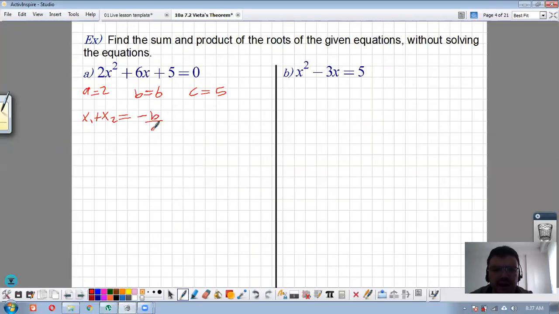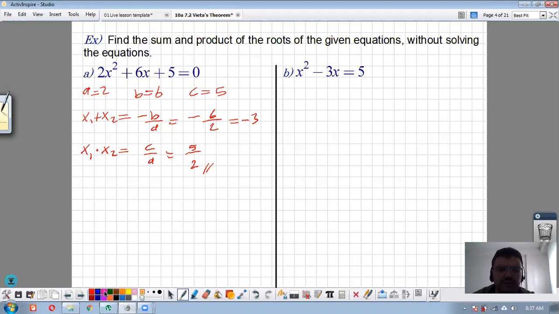Minus b over a. So minus, what is the b number right now? 6. What about a? 2. So the result is minus 3. That's all we should do. Now let's find the product of them. It is equal to c over a from the formula. What about the c number right now? 5. What about the a number? 2. 5 over 2 is a fraction, or a rational number. You can just leave it like that. You don't have to divide.